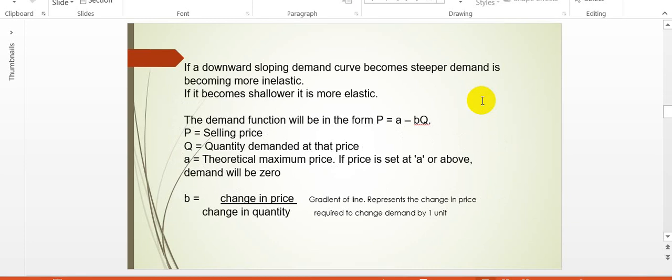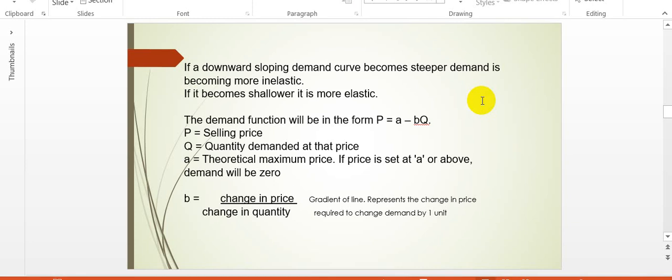So if you have a downward sloping demand curve and it becomes steeper, it means that demand is becoming more inelastic. If the demand curve becomes shallower, it means that the demand is elastic. We use the demand function formula, which you have to memorize. In some exams, the formula is given, but even if it's given, you still need to know how to use it.